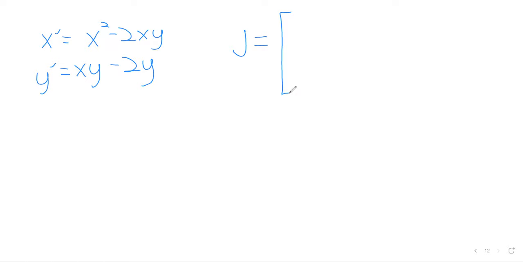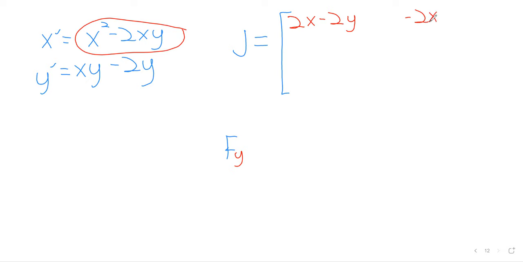So we want to start in the upper left with the partial derivative of the first equation with respect to x. So we'll be treating x as a variable, y as a constant. And we get 2x minus 2y. Now we'll treat y as the variable and x as the constant. So x squared is just a constant. Its derivative is zero. We get negative 2x.